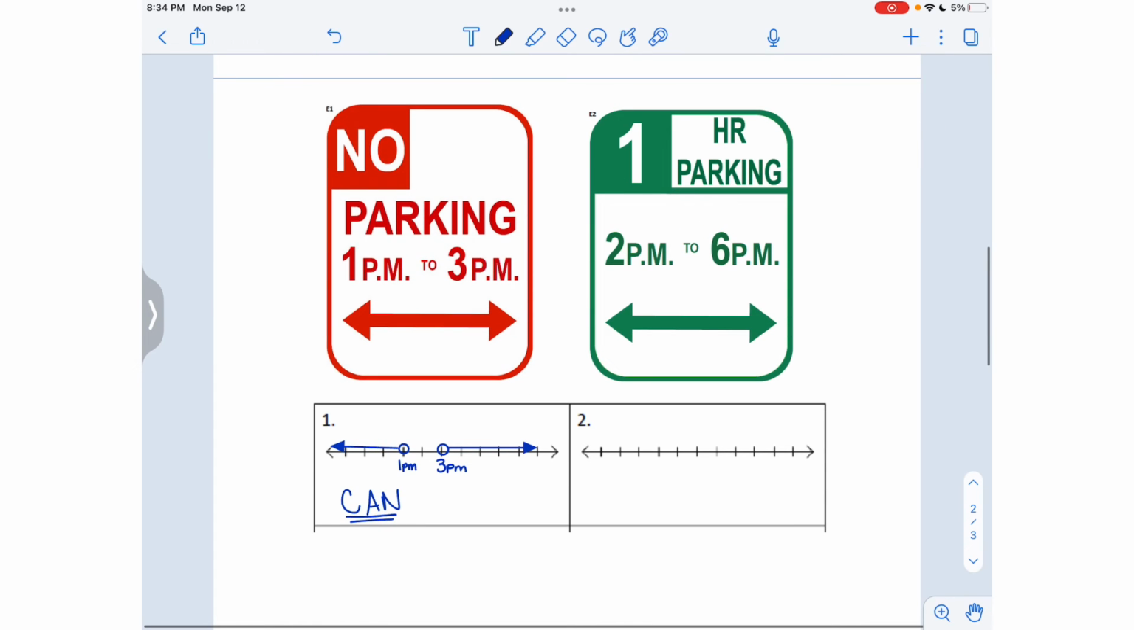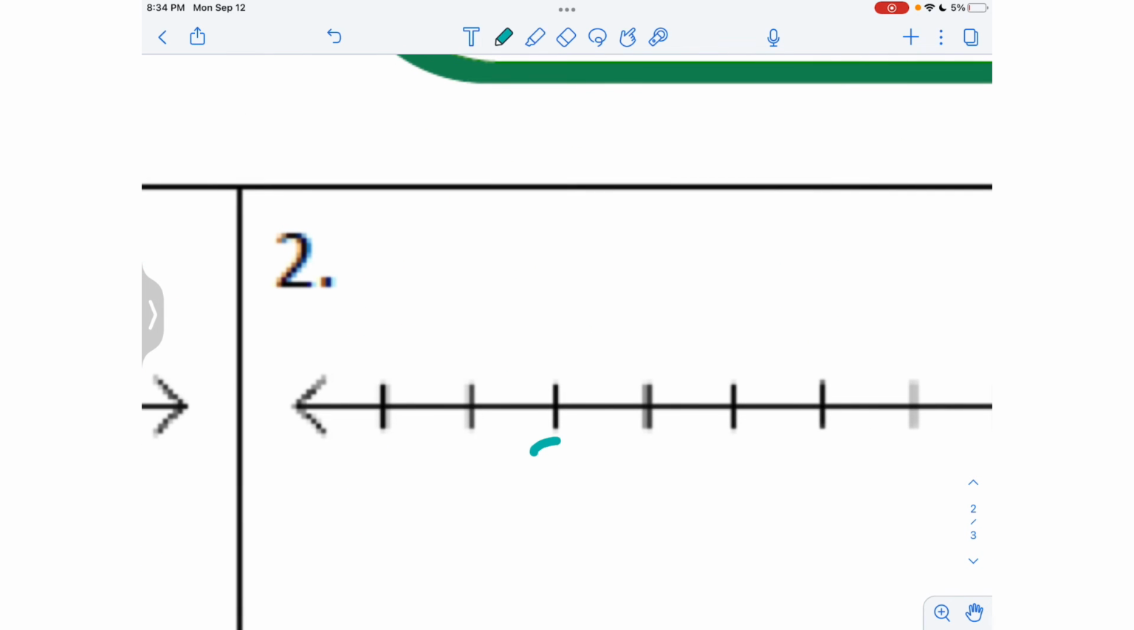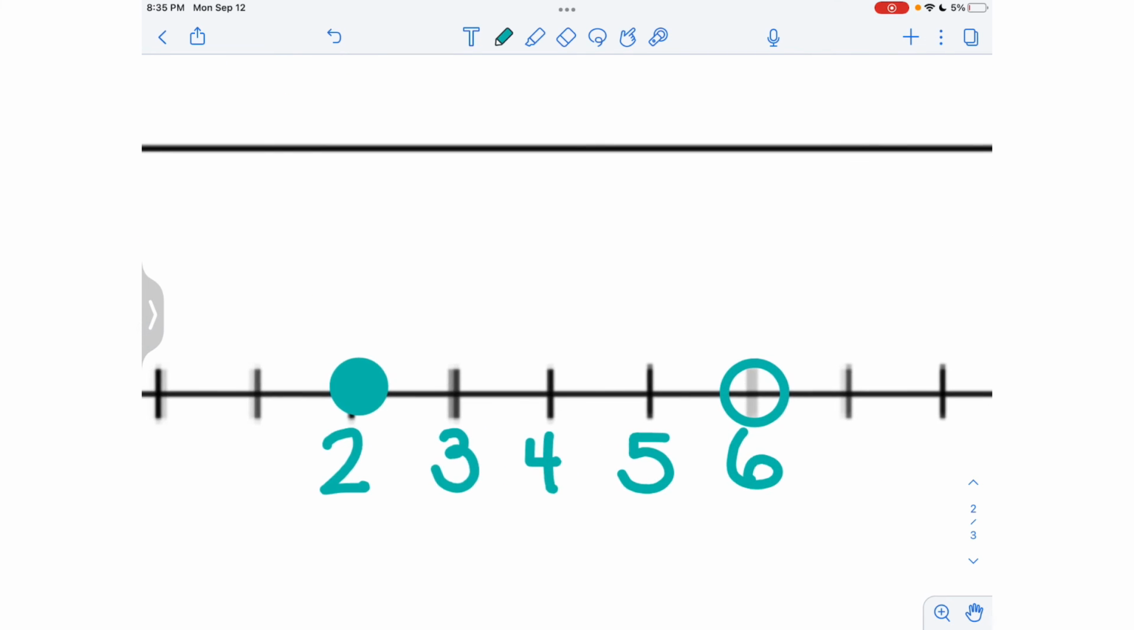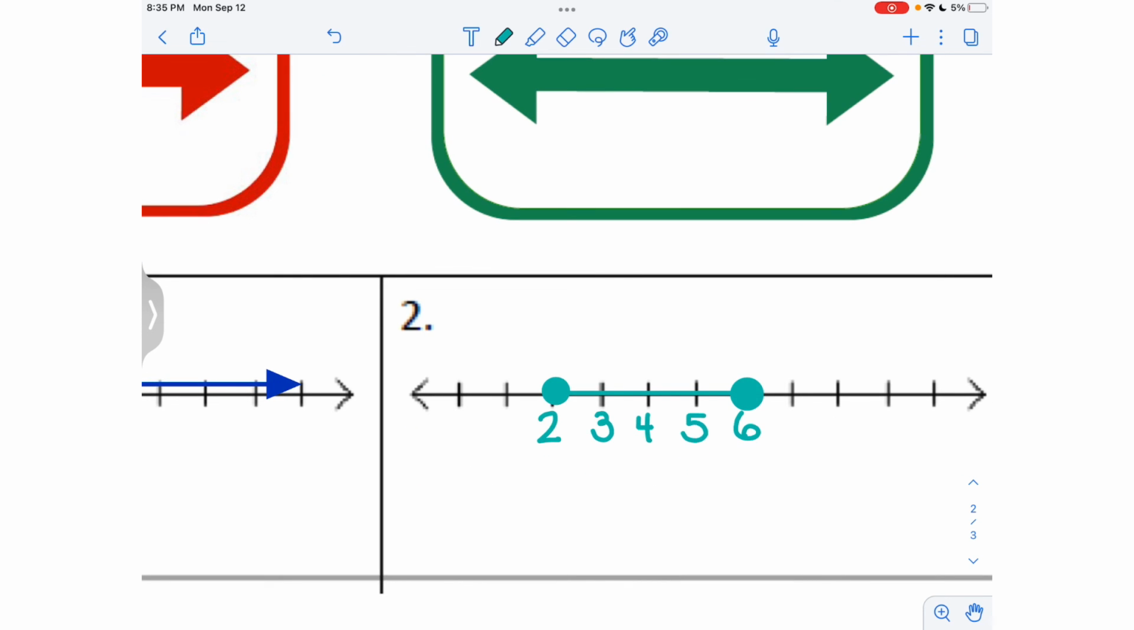Now, the second example is it's 1 hour parking, and you're allowed to park from 2 p.m. to 6 p.m. So if I'm graphing when I can park, then this means I can park between 2, 3, 4, 5, 6, 2 and 6 p.m. So I can start parking there at 2 o'clock on the dot. So that includes 2 o'clock. And I have to stop parking there at 6 o'clock. But I can include 6 o'clock, just not after it. So I shade in between. That's when I'm allowed to park.